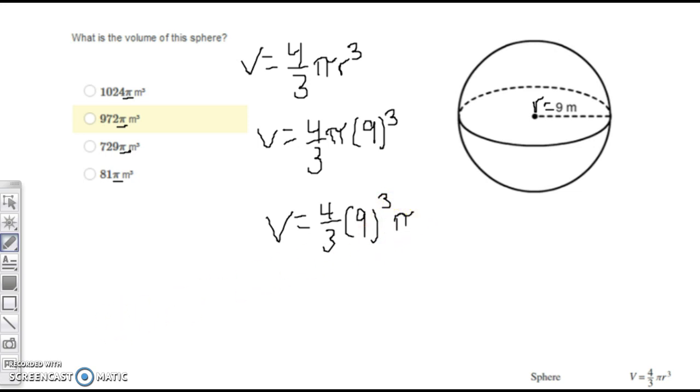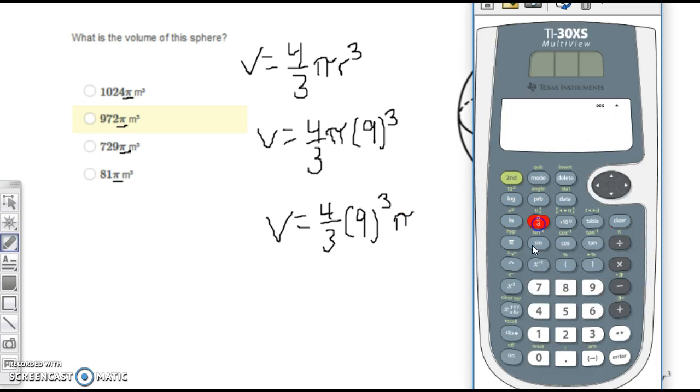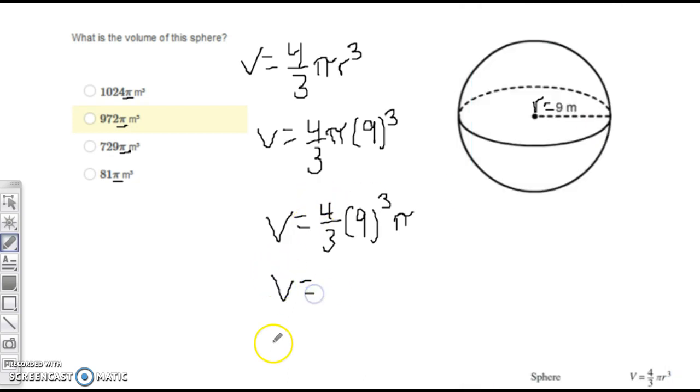So let me pull up my calculator. Alright, so I'm going to type in 4/3. You can either do parentheses 4 divided by 3, or you can do 4/3. And then I want to multiply that by 9 raised to the 3rd power. So I'm going to use the up arrow to raise it, and then I'm going to hit a 3. So I'm raising it to the 3rd power. I'm not typing in pi. I am leaving pi out, and I'm just going to plop that on my answer. So the volume equals, what was that? 972 pi. So we want to leave that pi alone. Don't put it in your calculator.